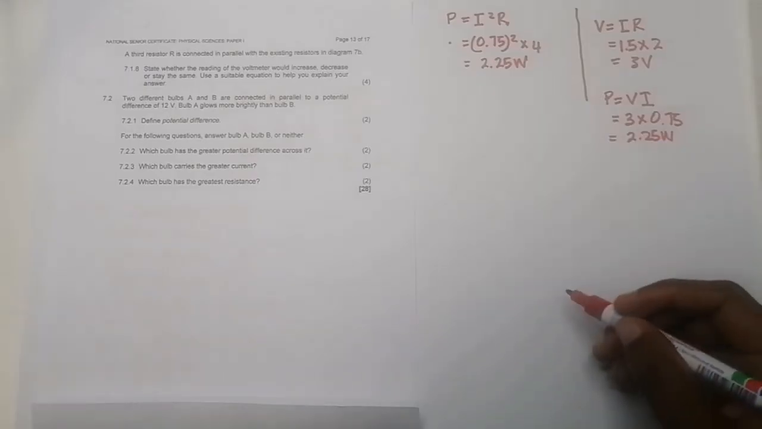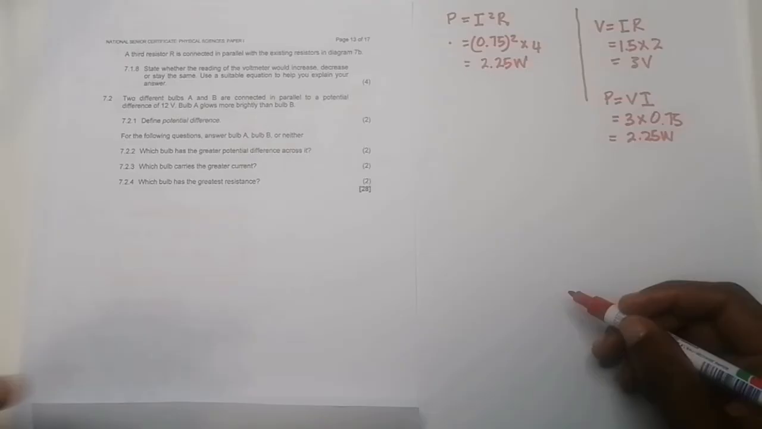Now they say a third resistor R is connected in parallel with the resistors in 7B. So now we've got 3 resistors, right? And they say state whether the reading on the voltmeter would increase, decrease, or stay the same. Use a suitable equation to help you explain your answer. Yeah, so they really love these kinds of questions, so I'm going to take you through it. We want to know what would happen to the external voltage, right?